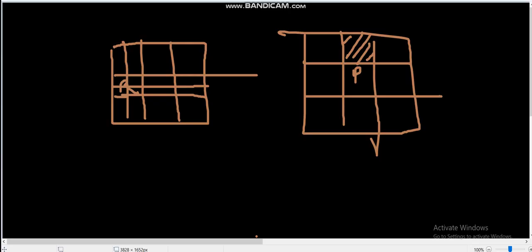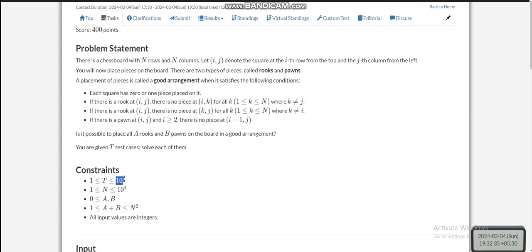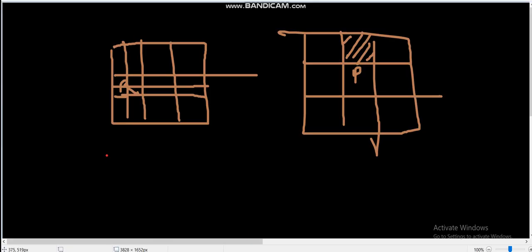For solving this problem, let's look at the time complexity first. Here the constants are: t is 10 to the power 5 and n is 10 to the power 4. So obviously order of n is not allowed; we have to solve it in something like order of log n or order of constant time, or order of 1. So how can we solve this problem?